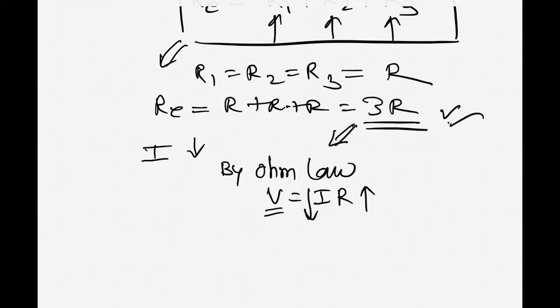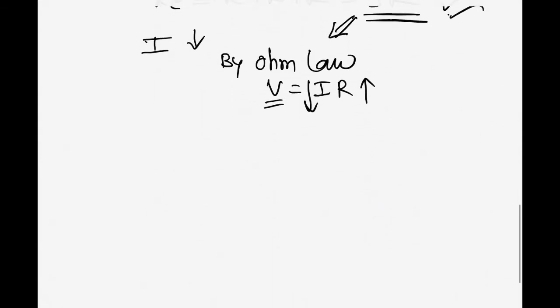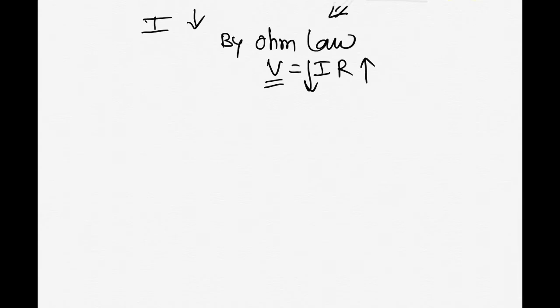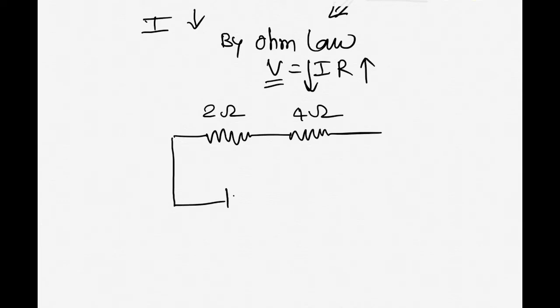Now let's consider a simple numerical so that it will give you more clarification about how we use resistors in series in real situations. Let's consider two resistors. Here are two resistors which are 2 ohms and 4 ohms. And let's connect this circuit with a battery source. We connected this to a battery source.